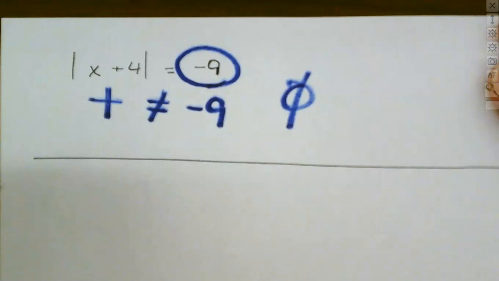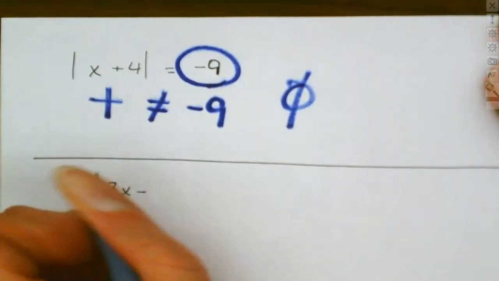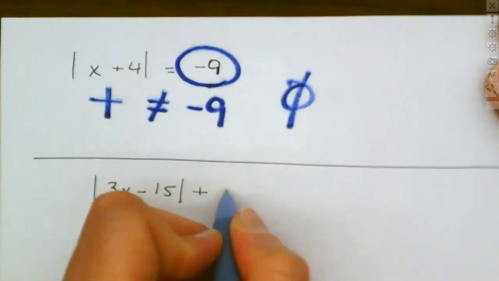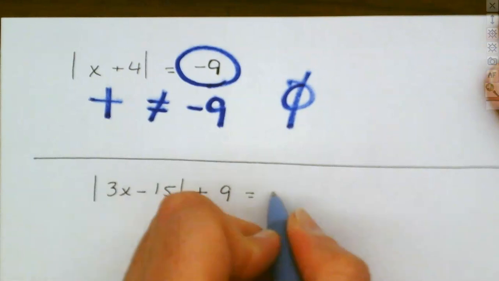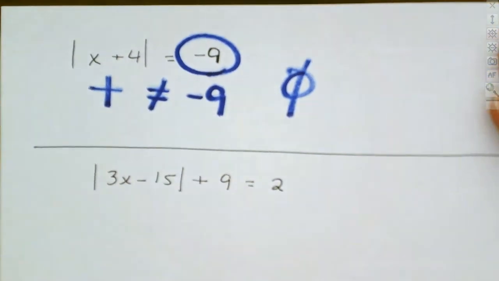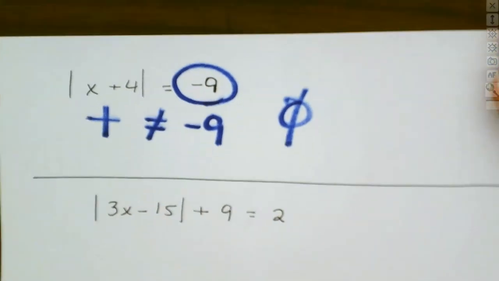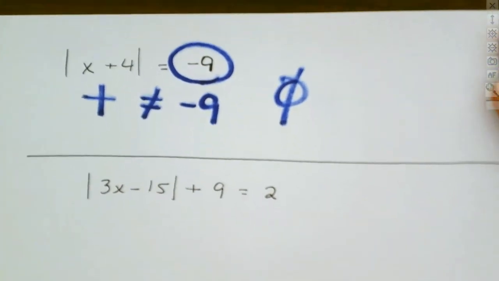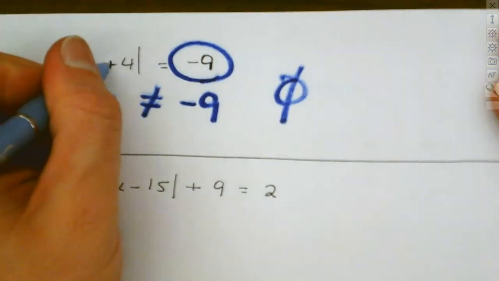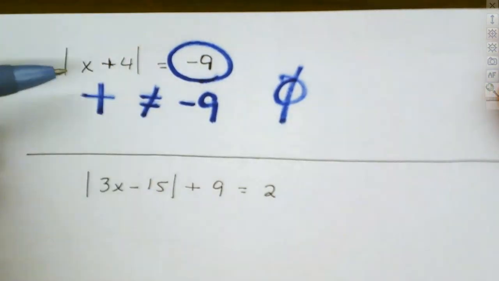Okay, what about this one? Absolute value of 3x minus 15 plus 9 equals 2. Well, this one may look like it can work. I don't have to solve this. Why?